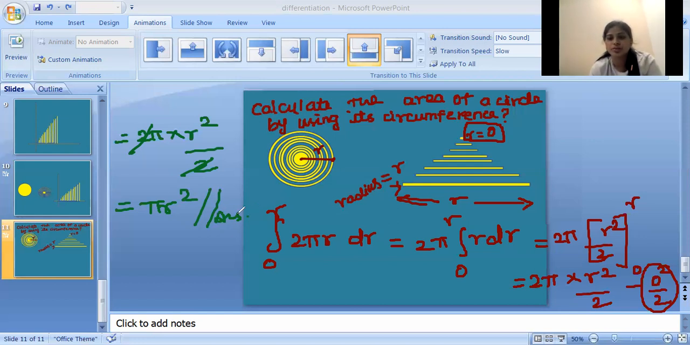I hope you understood. So in today's class, we learned about the essence of calculus by using differential calculus as well as integral calculus.